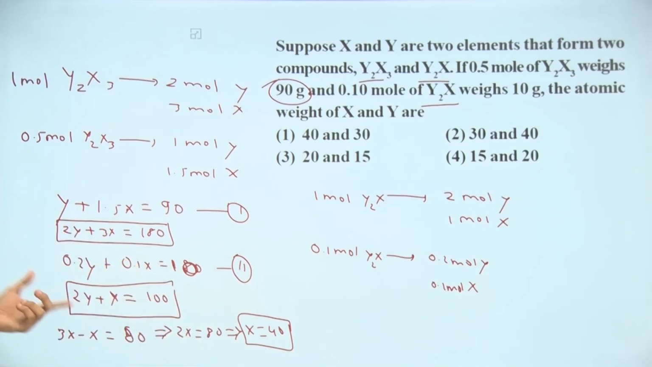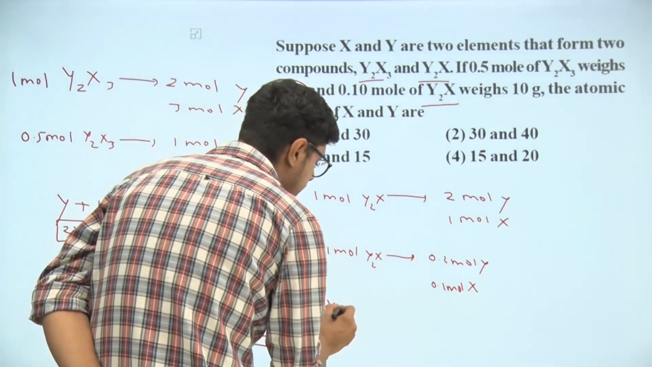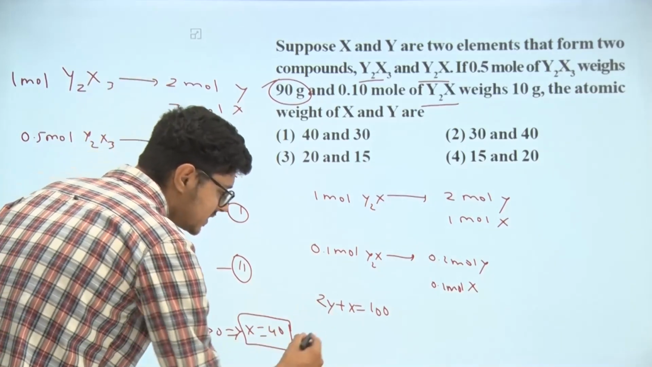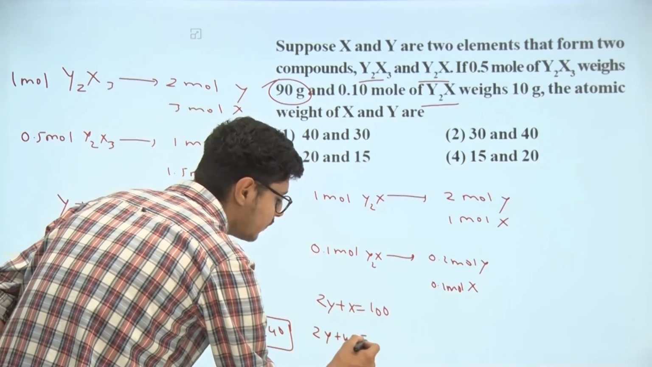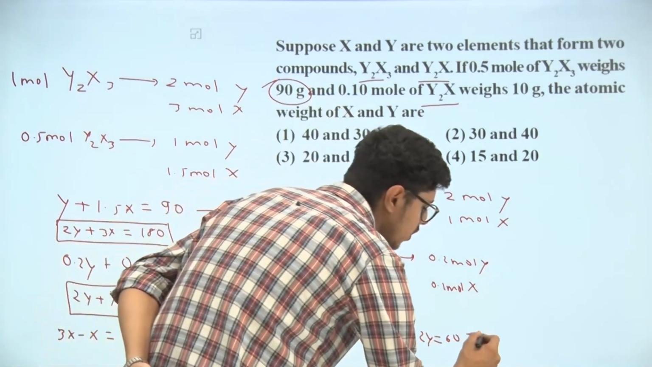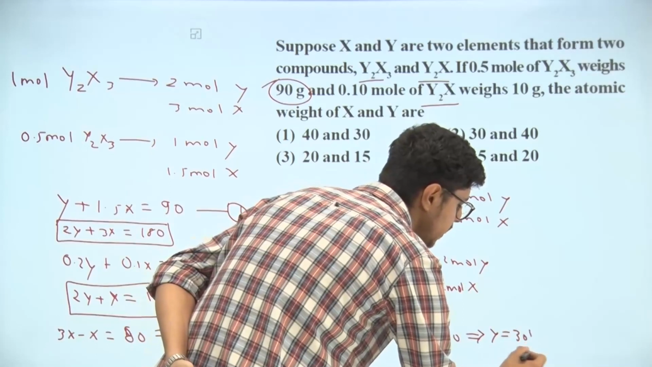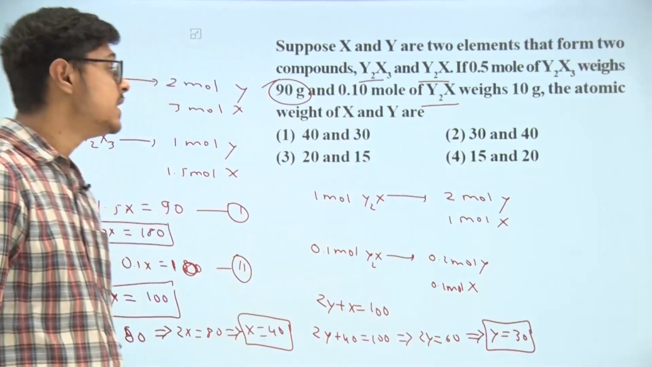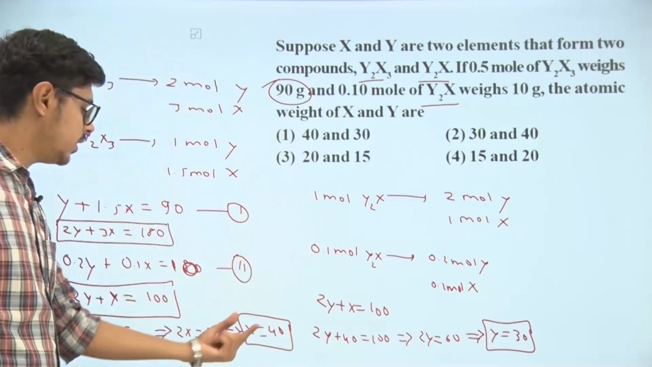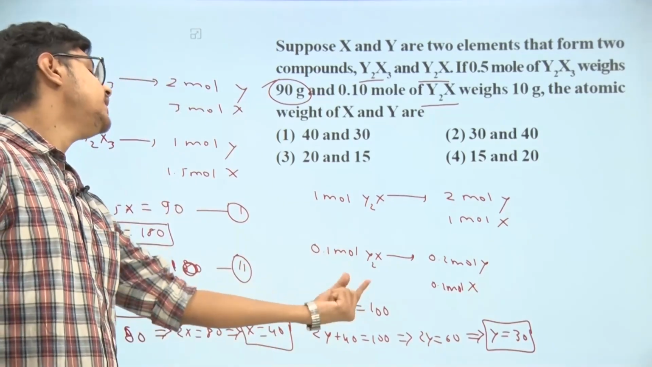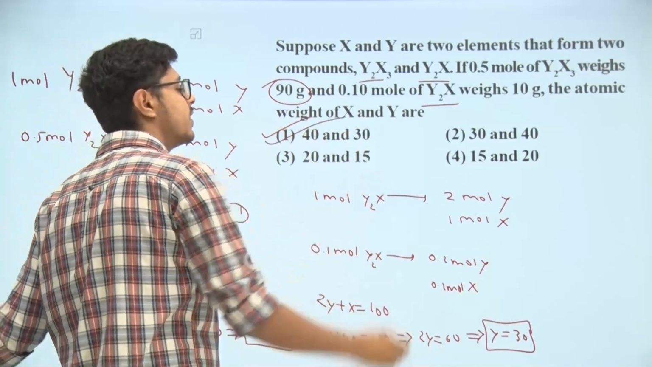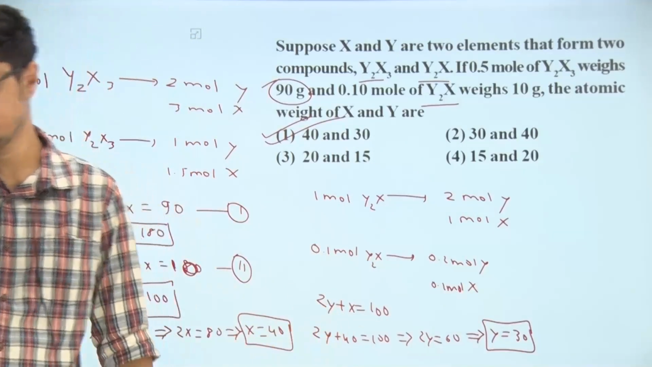Just put this value in this equation. So basically 2y plus x is equal to 100. Okay, and x is 40. So 2y plus 40 is equal to 100, or 2y is equal to 60, or I can write this as y is coming out to be 30. The mass of y here is 30. So the correct option will be 40, that is the mass of x, and 30, that is the mass of y. So option number 1 here is the correct option.